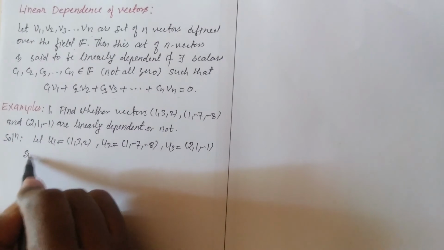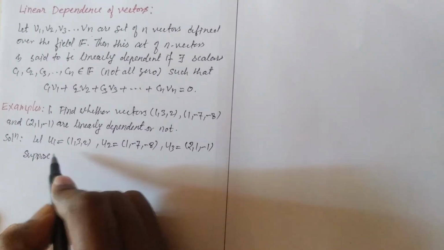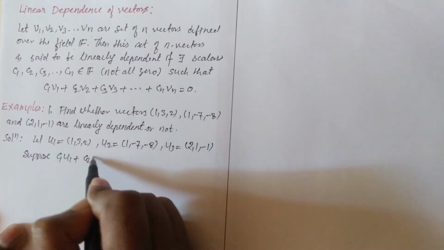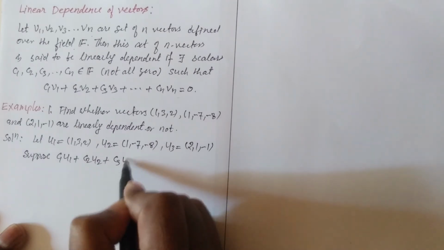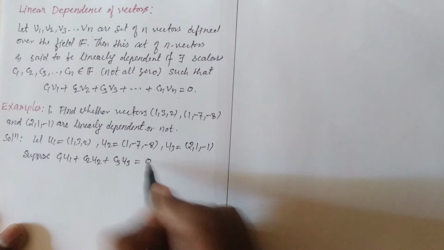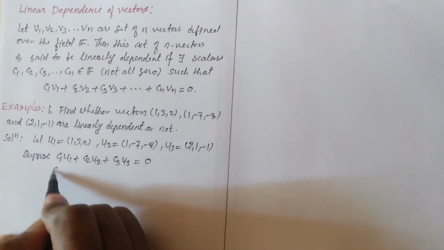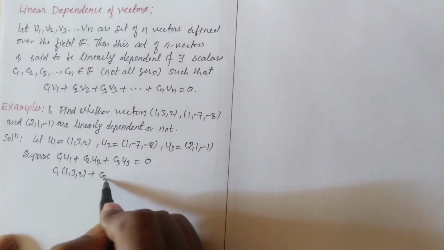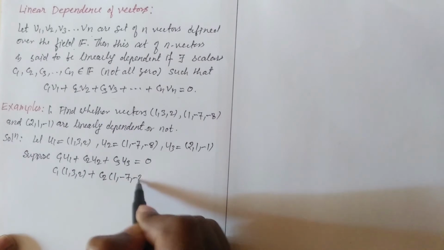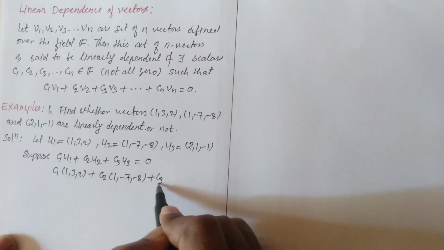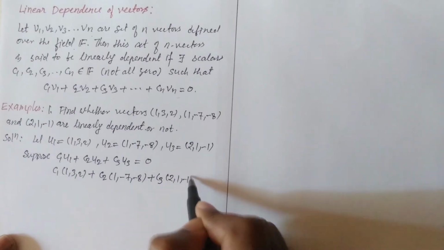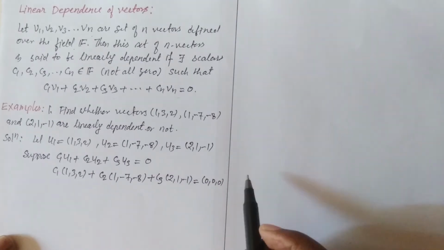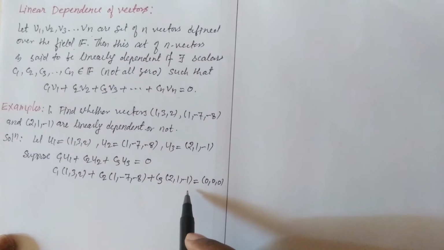Now suppose their linear combination is 0, that is c1 u1 plus c2 u2 plus c3 u3 equal to 0. Then we have c1 (1, 3, 2) plus c2 (1, -7, -8) plus c3 (2, 1, -1), and this equal to vector (0, 0, 0). Now from this we will have a system of linear equations.